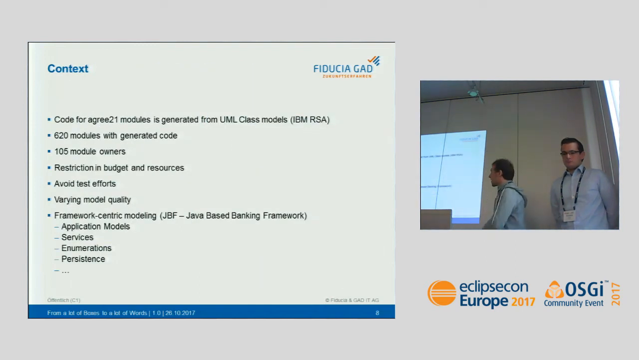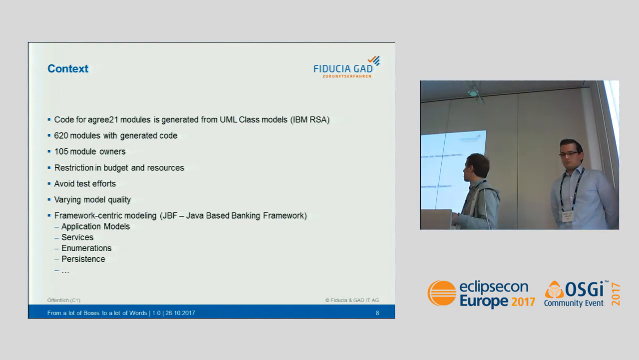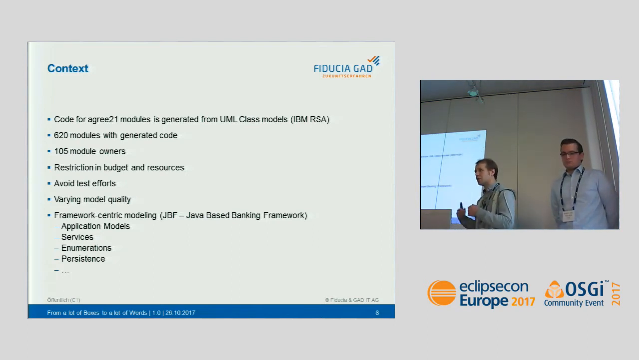Important for our project is that Xtext-21 is made up of modules, and the code in these Java modules is generated from UML class models. Currently, we use IBM Rational Software Architect for this matter. And we have about 620 modules with generated code. These modules are relevant to our migration effort now.